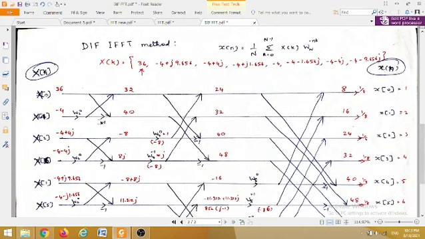Okay, now we have the multiplications with the W2 power 0. W2 power 0 is 1, so we neglect that.